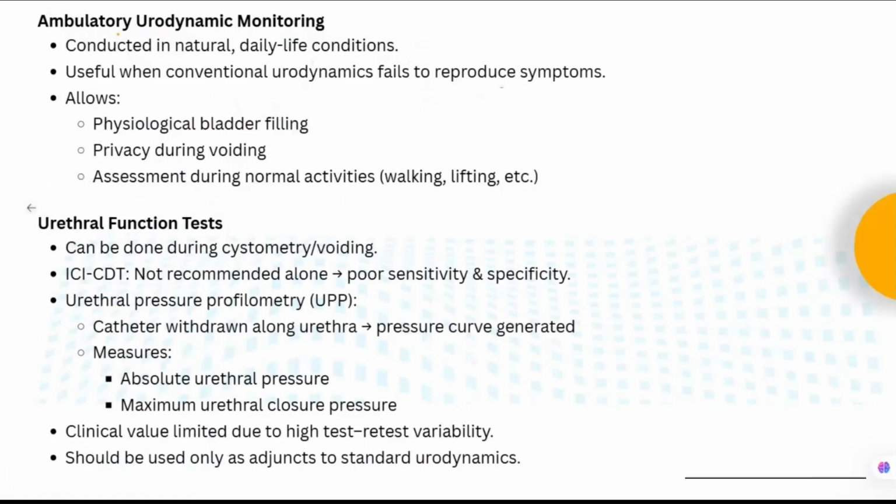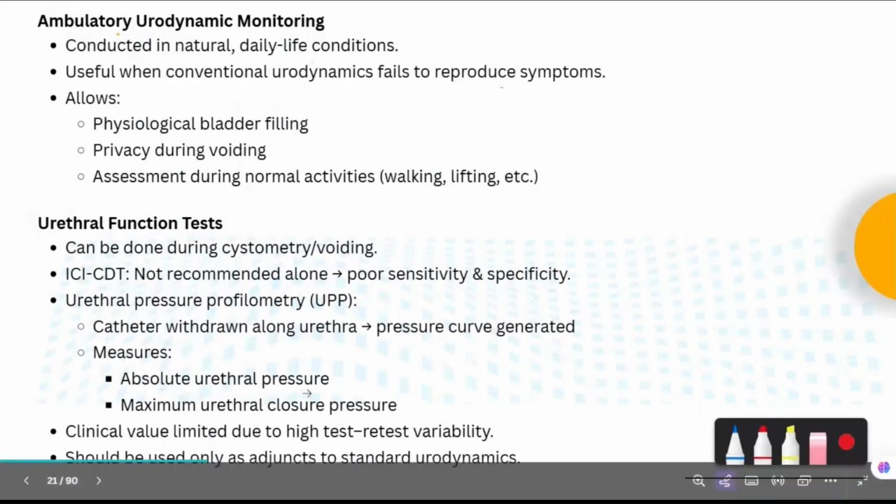Then another test such as urethral function tests are there. This can be done during cystometry or voiding. ICI-RS does not recommend these tests to be done alone. They have poor sensitivity and specificity. So in urethral pressure profilometry, UPP, a catheter is inserted into the urethra and gradually withdrawn along the urethra, and the pressure curve is generated.